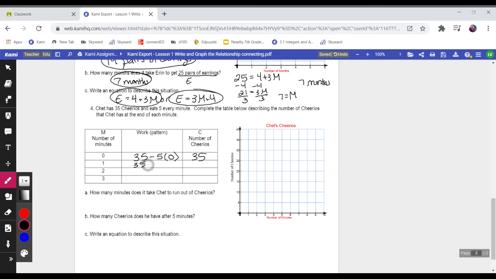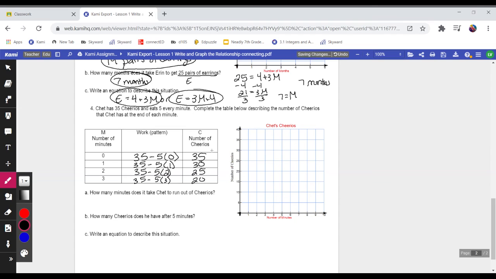Now I'm going to take 35 and subtract 5 times 1 minute, which is 30. So after 1 minute, Chet has eaten 5 Cheerios. That leaves only 30. After 2 minutes, that's 5 times 2, which is 10. 35 minus 10 is 25. After 3 minutes, 35 minus 5 times 3. 5 times 3 is 15. 35 minus 15 is 20.